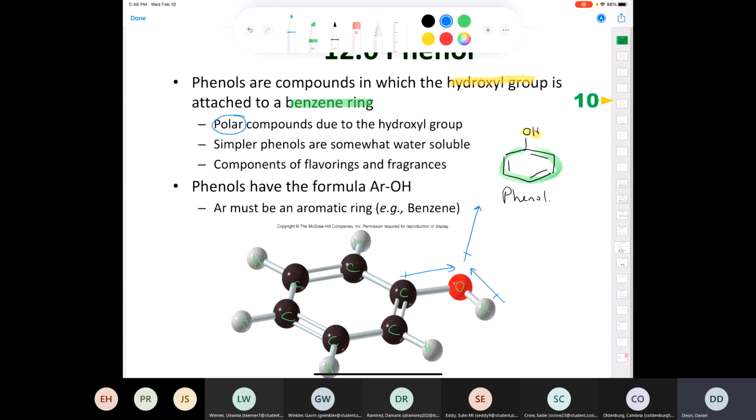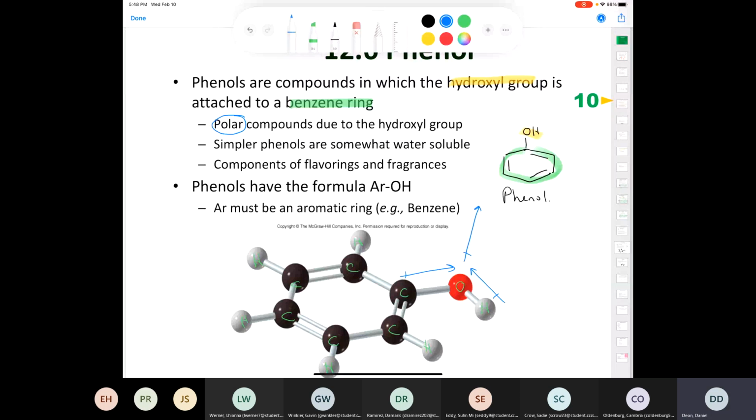If we have simple phenols, and you might be wondering what's a complex phenol, we'll look at some other phenol derivatives in a second, but simple phenols are somewhat water soluble, and they have a variety of uses, including contributing to different flavorings and odors.